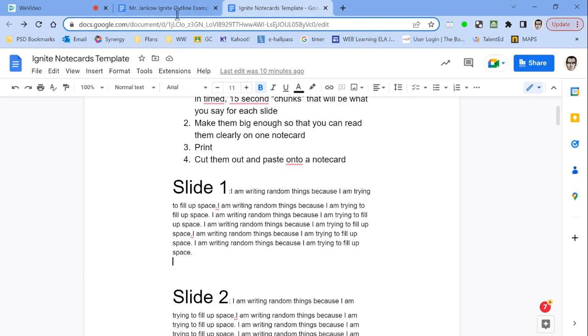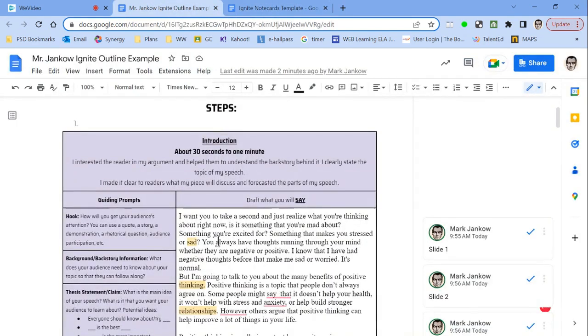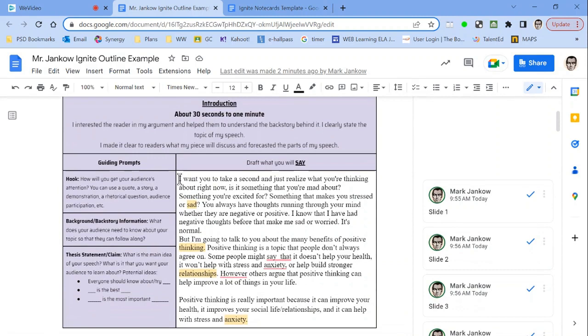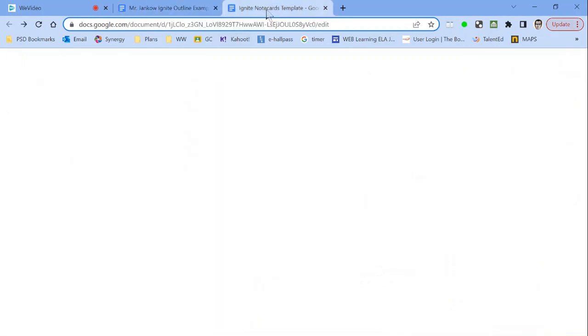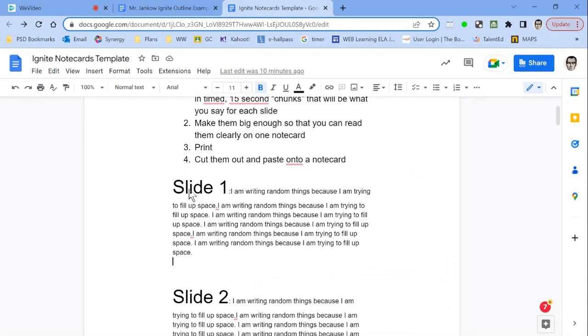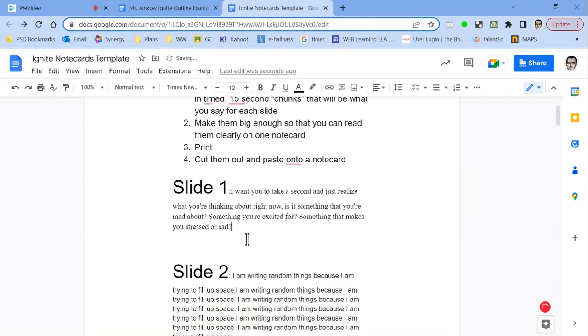So I'm going to go back now, and that's slide 1. So everything that I had for slide 1, I'm going to go to here. I'm going to copy it. I'm going to click and drag all the way from I down to SAD. I'm going to do Control C, or however you like to copy. And then go to my Ignite Note Cards template. And I'm going to replace everything it says on slide 1 here with that writing.